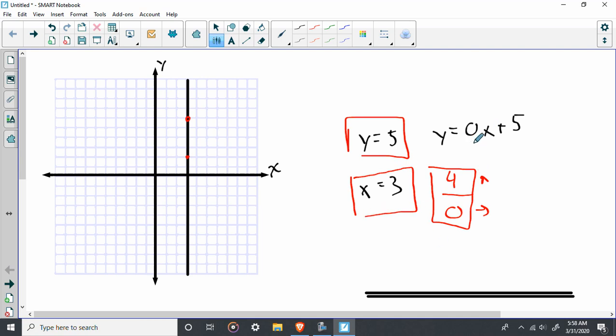This has a slope of 0. This doesn't have a slope at all. I can't write this in slope-intercept form. It won't go. All right, now let's get back to the actual question.